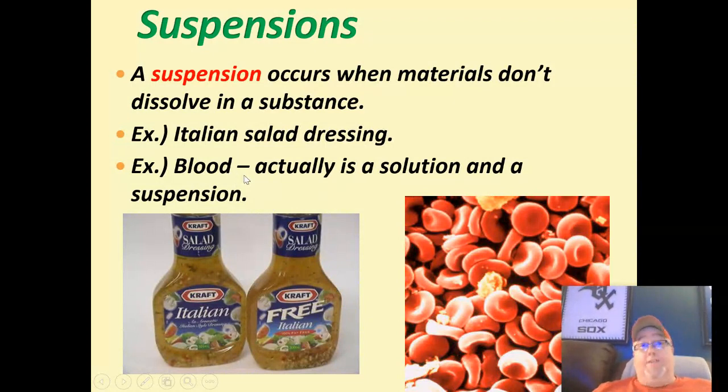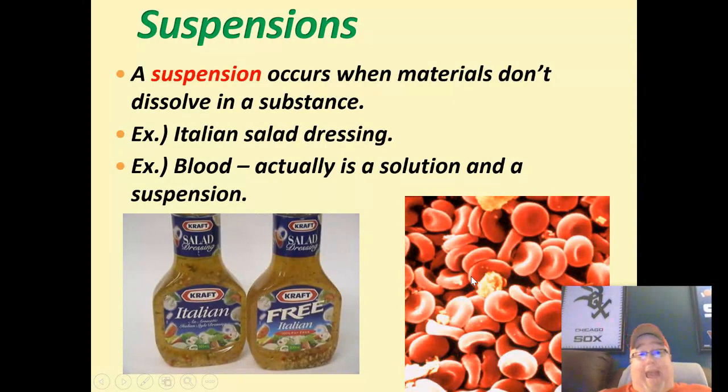Blood is actually a really good example of both a solution and a suspension. Think about things that are in your blood, right? There are substances that are just floating in your blood, things like red blood cells and white blood cells. Those things aren't dissolved in your blood; they're just suspended in your blood. In fact, your blood is mostly water.